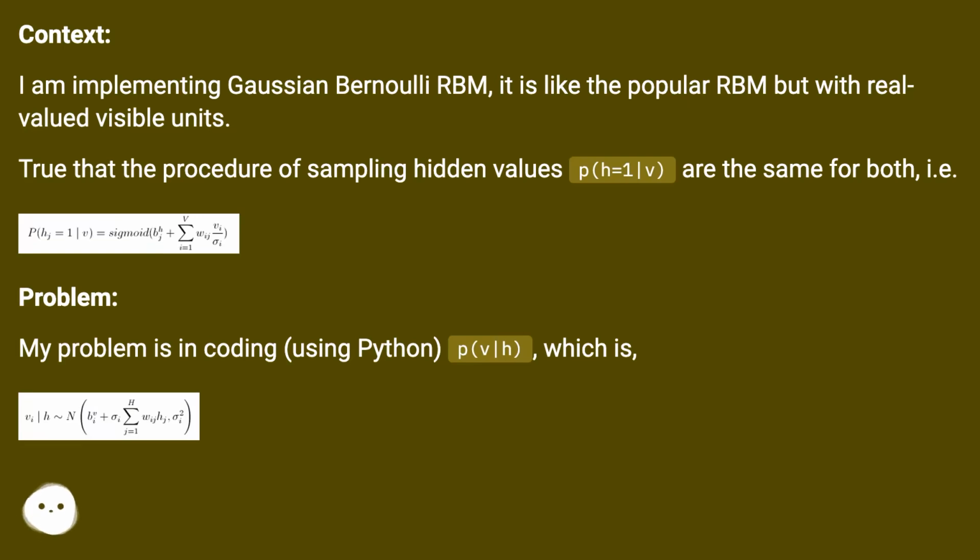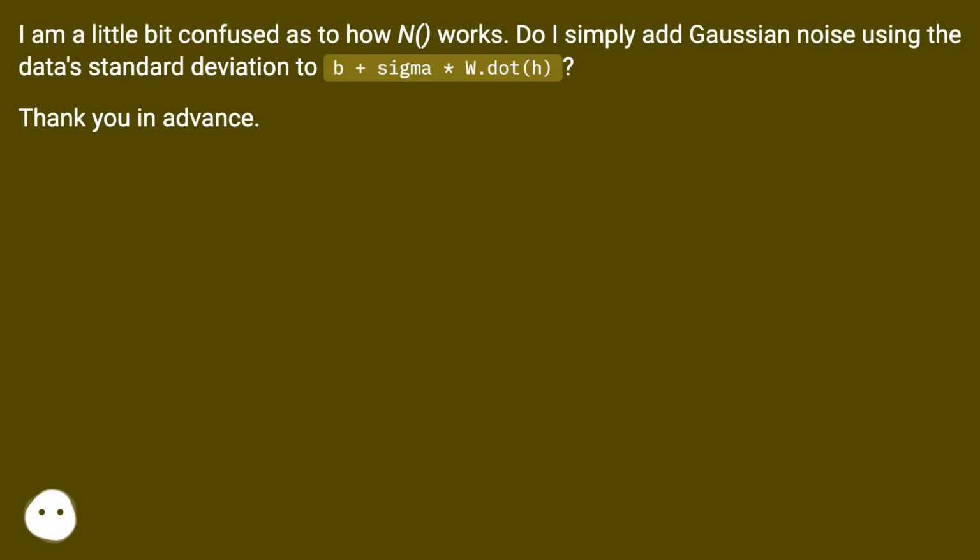Problem: my problem is encoding, using Python, P(V|H), which is... I am a little bit confused as to how N works. Do I simply add Gaussian noise using the data standard deviation, that is, plus sigma times W dot H? Thank you in advance.